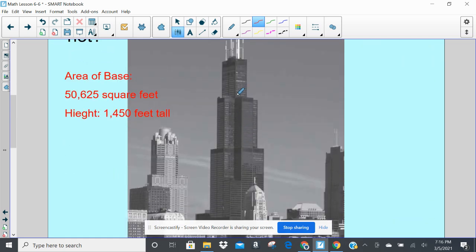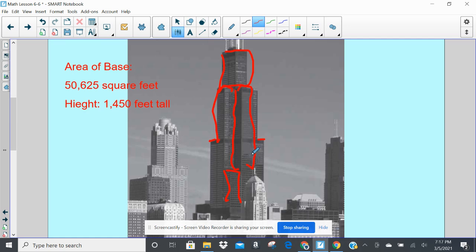What did you notice? You should have noticed there are some rectangular prisms, multiple ones. You see that? It kind of stops there, stops over here, and then up top here. It looks like there's two together there. You notice that? Oh, there's one down here too, a little tiny one. So it has multiple rectangular prisms throughout. So how can we find the volume of Willis Tower? What could we do?